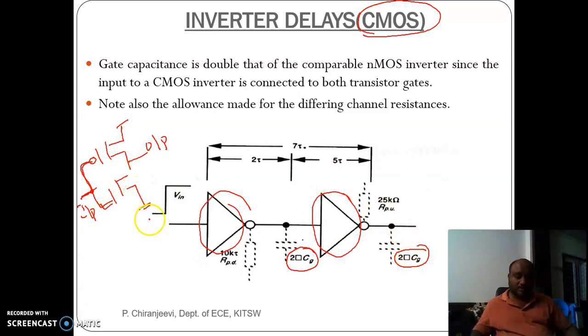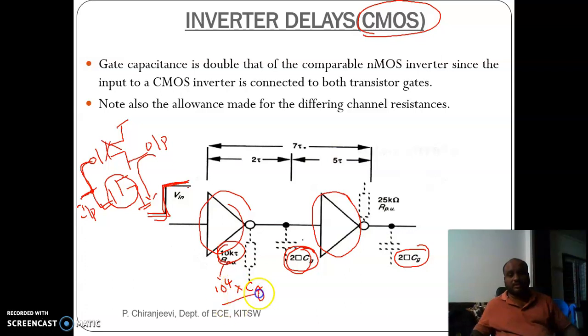And whenever you are making this transition, that is logic low to logic high, what happens? Definitely the pull down transistor will be on and pull up will be off. So in this case, this 2 into Cg will have a discharging path through the pull down resistor. The pull down resistor will have a sheet resistance or channel resistance value of 10 power 4, which multiplied by the standard unit of capacitance is treated as tau, but because of this 2, we represent 2 times tau.